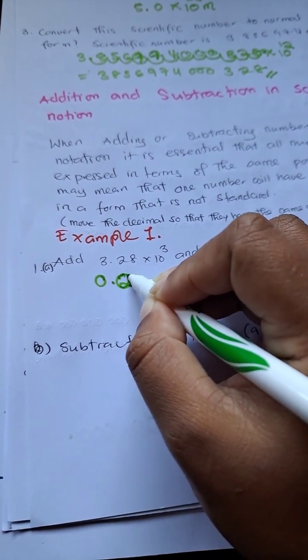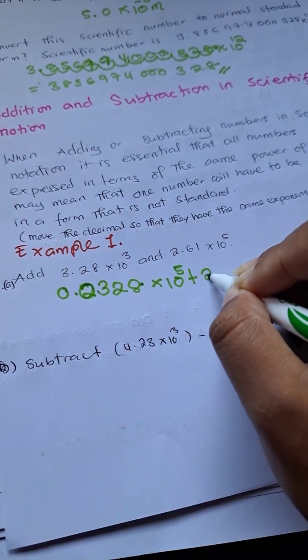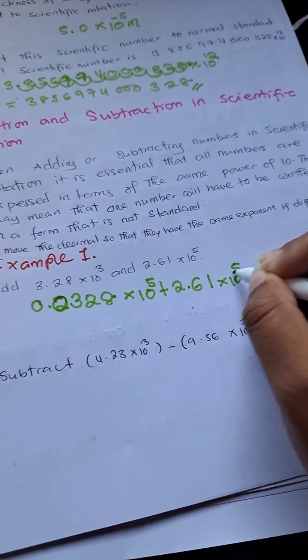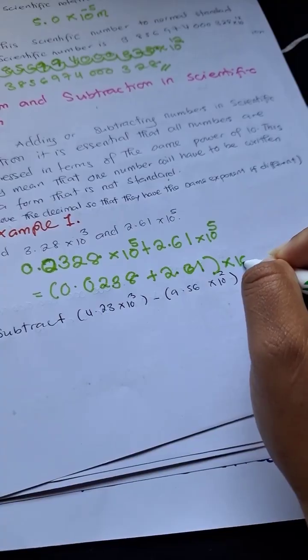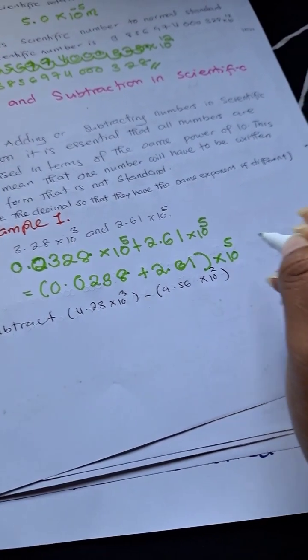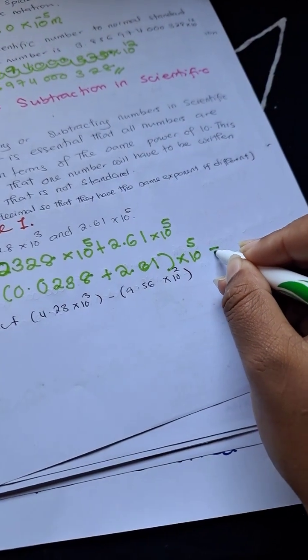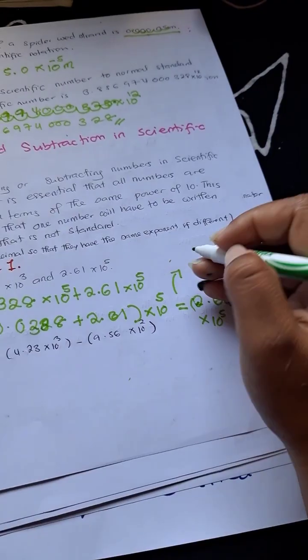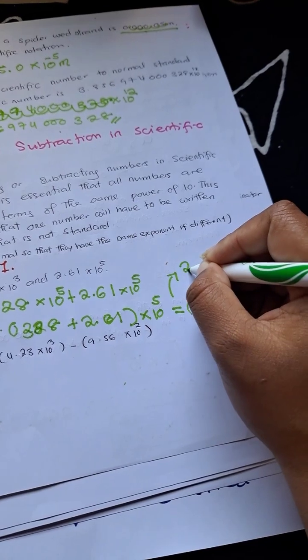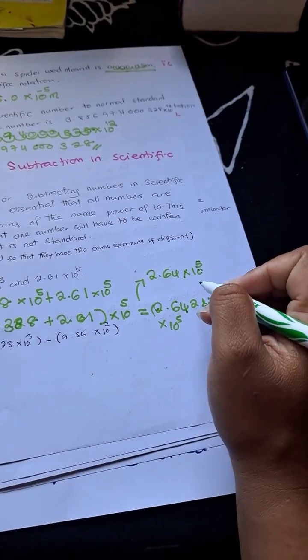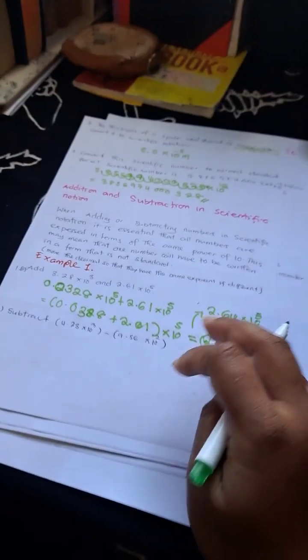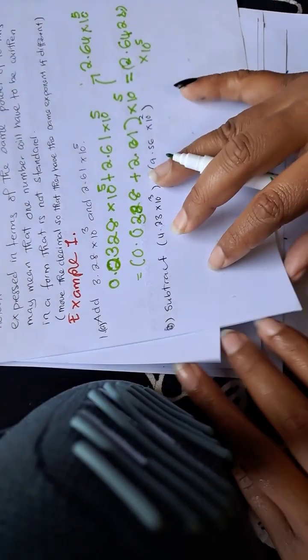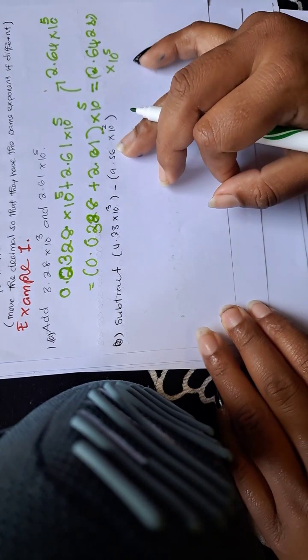0 plus 2.5. Okay, now they have the same power, so we'll just add them. 10 to the power of 5 is equal to, we'll have our answer will be 2.10 to the power of 5. Yeah, so that's our answer. That's how we do it. Yeah, so the same applies to subtraction.